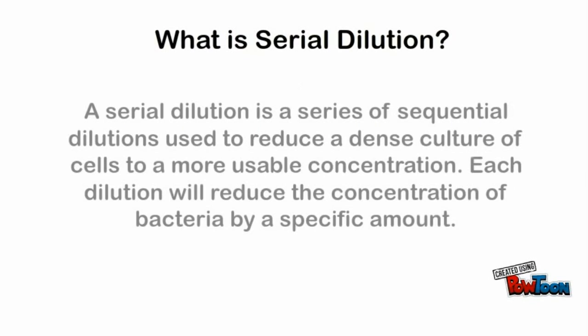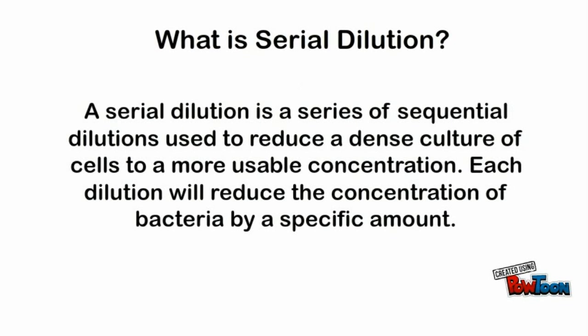A serial dilution is a series of sequential dilutions used to reduce a dense culture of cells to a more usable concentration. Each dilution will reduce the concentration of bacteria by a specific amount. So, by calculating the total dilution over the entire series, it is possible to calculate how many bacteria you started with.